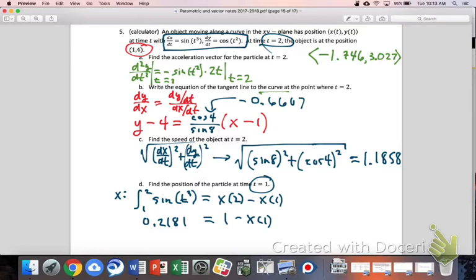So if you subtract, you're going to get negative 0.7819, and then a positive number, right? 0.7819 equals x of 1. So what I'm doing there, of course, is subtracting the 1, dividing by negative 1. Make sense? Okay.